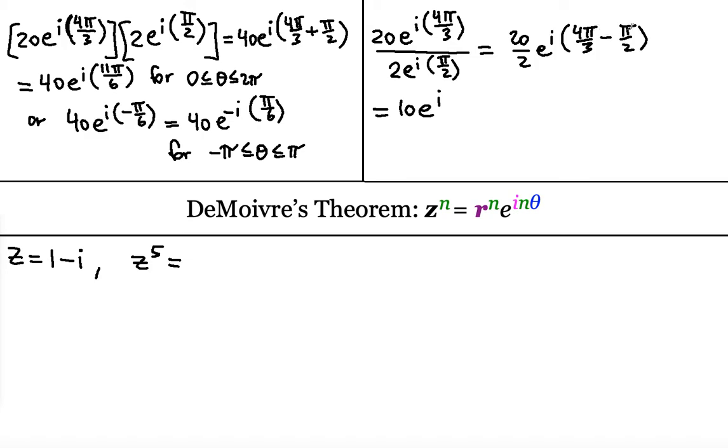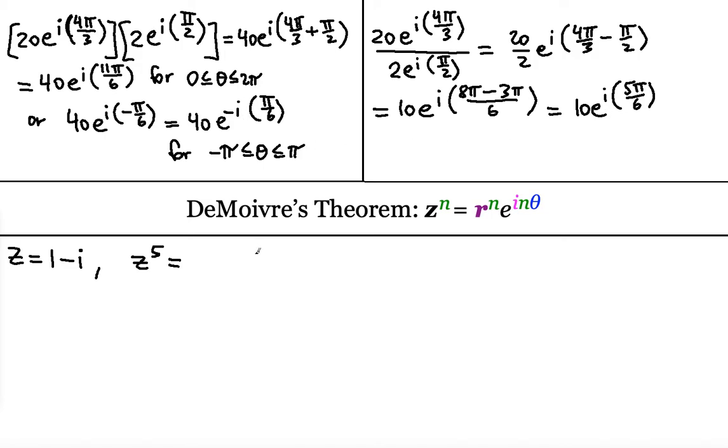Now, 4 pi over 3 minus pi over 2, so basically the LCD is 6, so you're going to have 2 times 4, which is 8. So 8 pi minus 3 pi over 6. Right, so what that should give you is 10e to the i 5 pi divided by 6. Now keep in mind that this holds for both types of intervals, from 0 to 2 pi or from negative pi to pi, because 5 pi over 6 happens to be in both intervals, right? So we don't need to indicate for which one it's going to work. It's going to work for both.